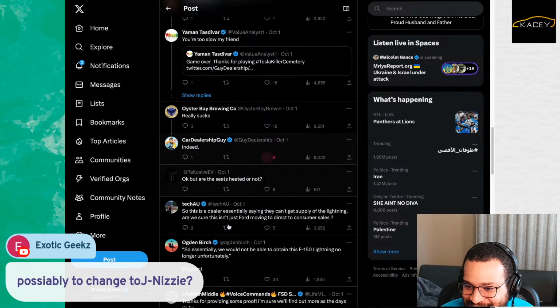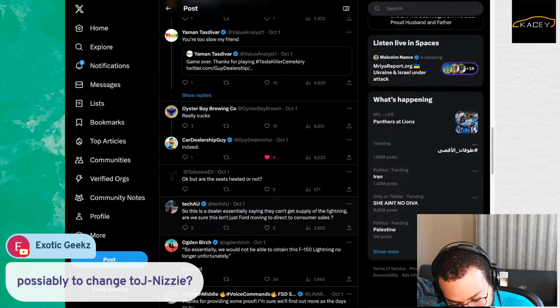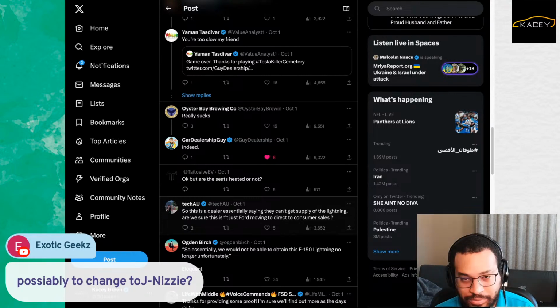Yeah. So this is a dealer essentially saying they can't get a supply of Lightning, and are we sure this isn't just Ford moving direct to consumer sales? Yeah, we can be sure of that because at the moment we haven't seen Ford do anything like this with Model E. Model E being their electric division.